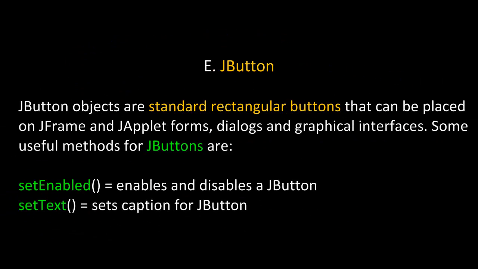While we're on the topic, let's look at JButtons. JButton objects are standard rectangular buttons that can be placed on JFrame and JApplet forms, dialogues, and graphical interfaces. Some useful methods for JButtons are setEnabled, which enables and disables a JButton, and setText, which sets the caption for the JButton.